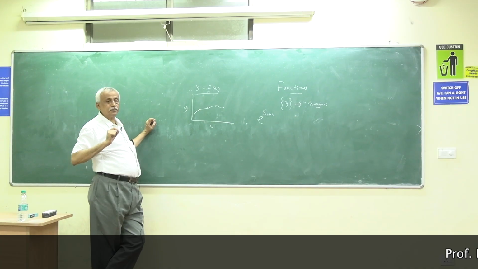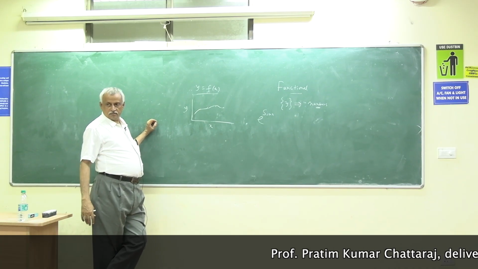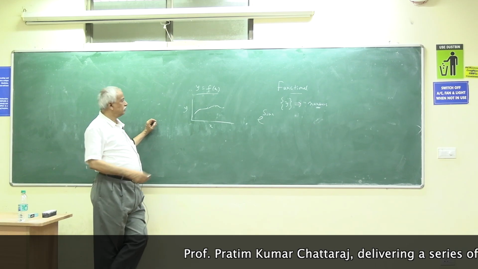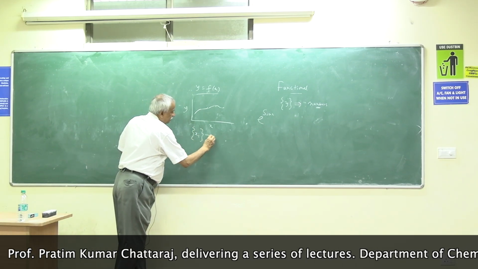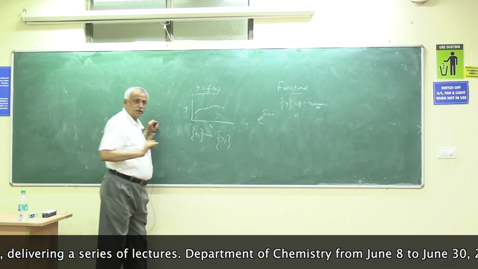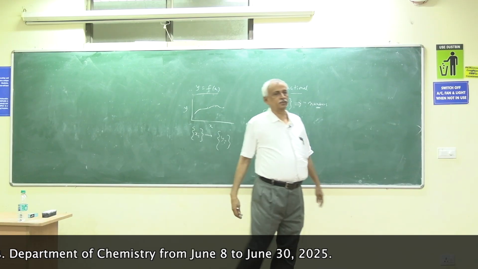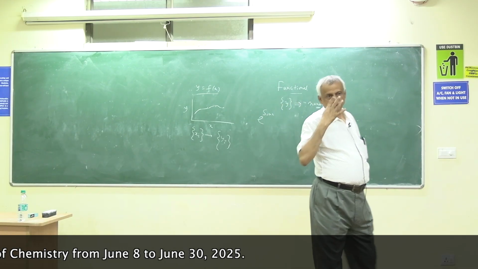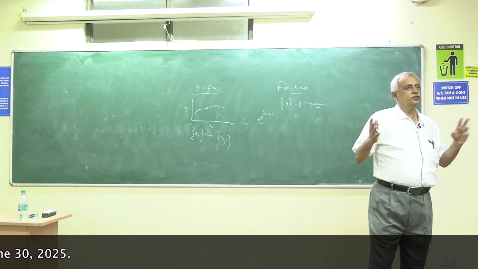So it's a correspondence between one set of numbers with another set of numbers. For a given value of x_i, you have a set of values for y_i. So that is the correspondence or map, a set of numbers mapped with another set of numbers. A function or a curve is basically a map between two sets of numbers.